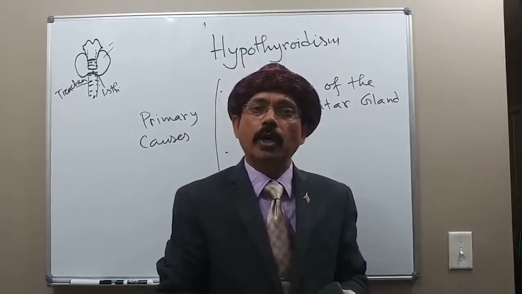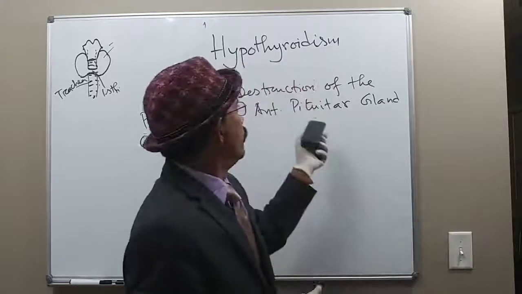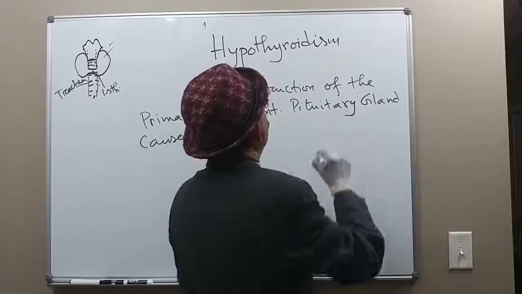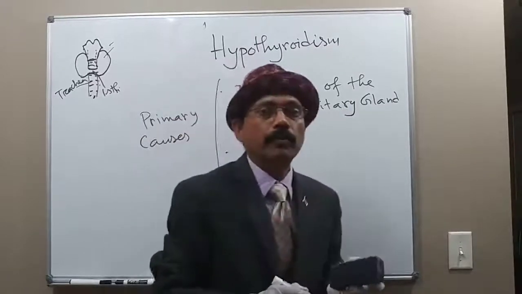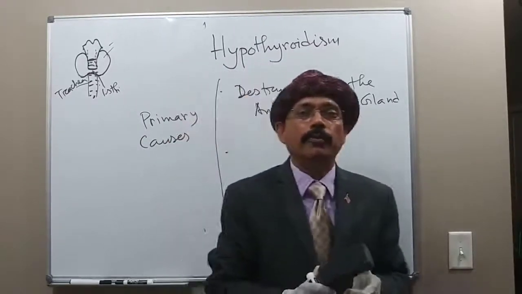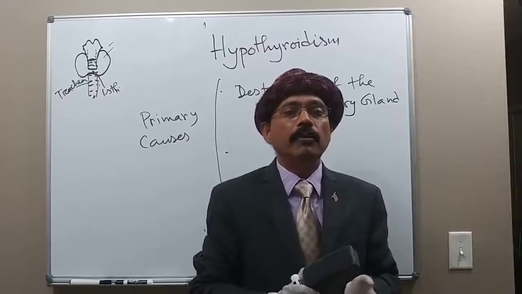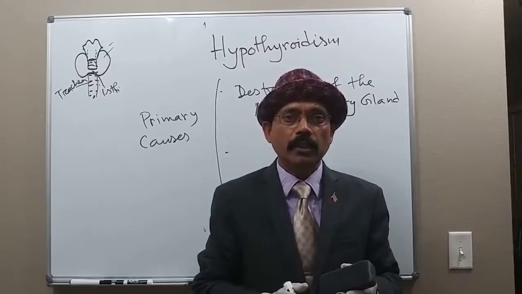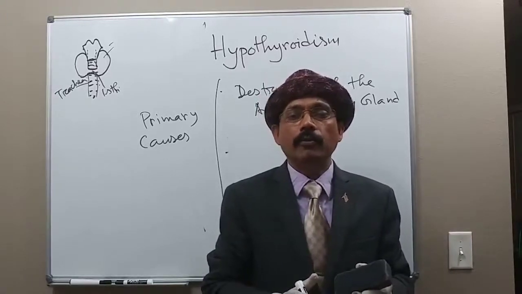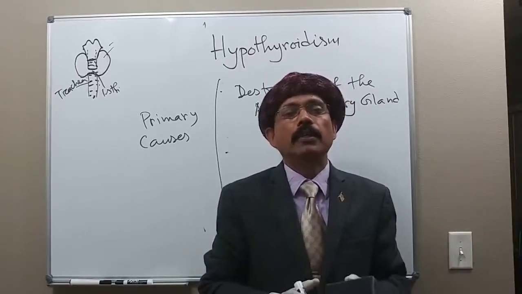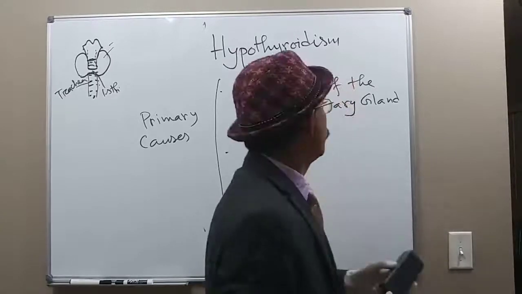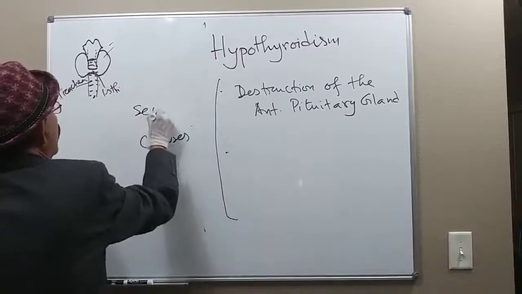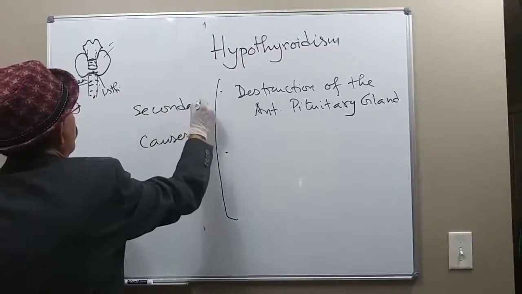We call it postpartum hemorrhage. So we may have destruction of the pituitary gland, and that may lead to hypothyroidism, because the pituitary gland is the source of thyroid stimulating hormone that will stimulate the thyroid follicular cell to produce T4, T3. So if the pituitary gland is not working or it is damaged, then we will have hypothyroidism. So these are the causes of secondary hypothyroidism.